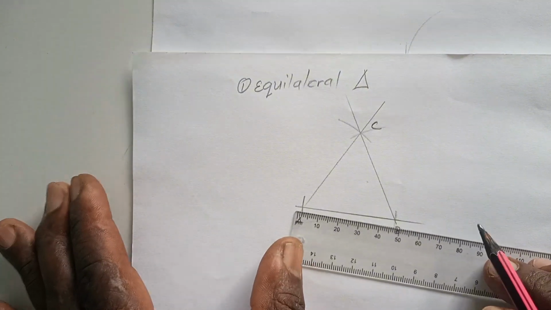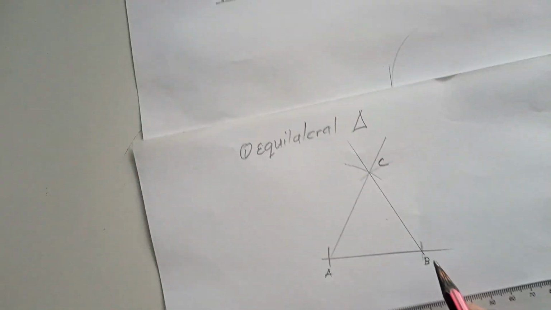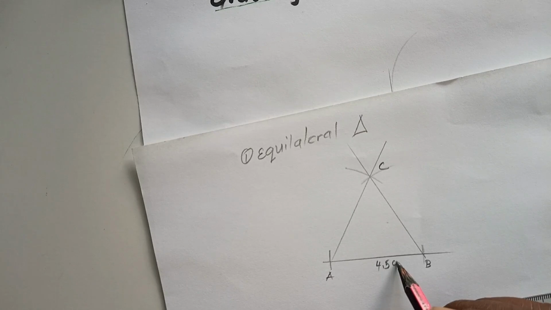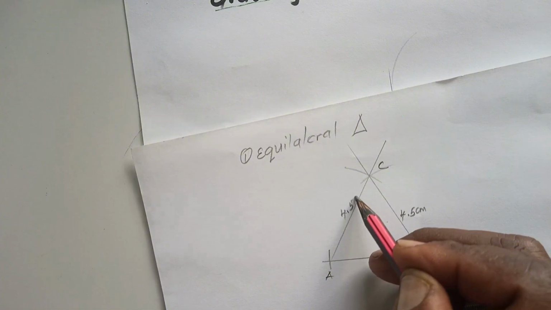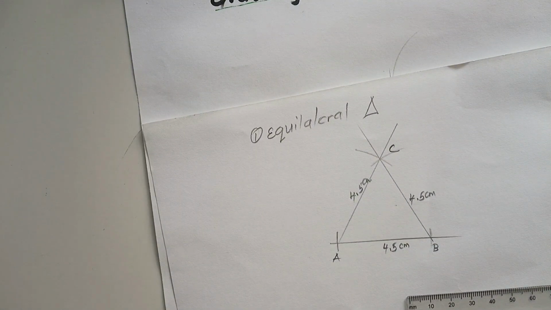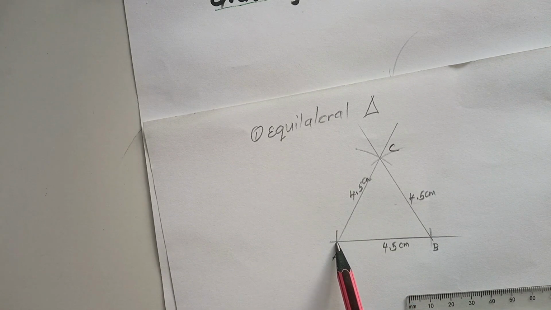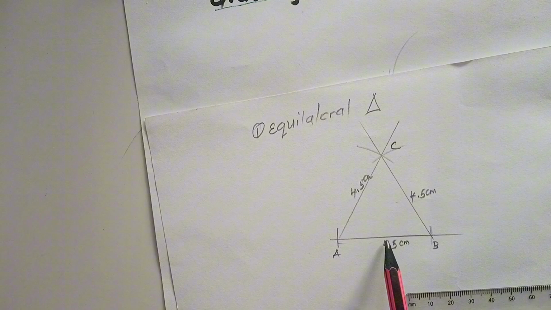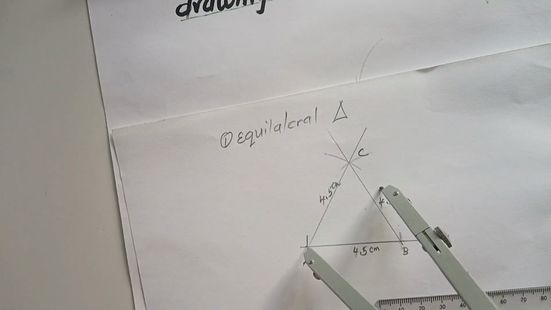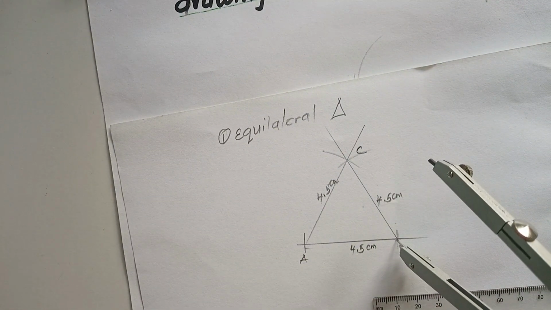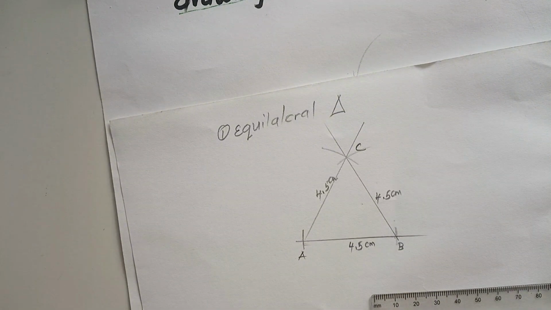Then we can measure it. This one is 4.5 centimeters. So this is 4.5 centimeters. This other one is 4.5 centimeters. So to draw an equilateral triangle, given a side, what we do, procedure number one, we draw our length as 4.5 centimeters, and then we get hold of our pair of compass, this distance, we strike an arc on top there, then we transfer this distance here again, we strike another arc, and then we join them like that.